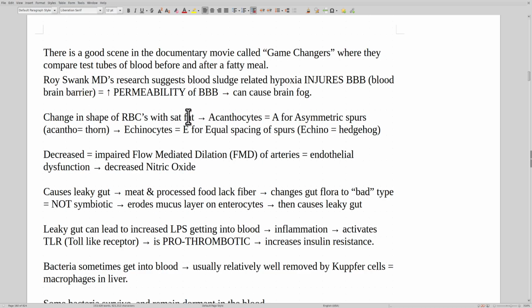High-fat meals also will cause some distortion of the shape of red blood cells. They can become like acanthocytes with an asymmetric spur. Acantho means thorn. Or echinocytes, E for equally spacing of the spurs. Echino's like a hedgehog. That means they're all over the place. So that's all bad. You get decreased flow-mediated dilation, less ability to generate nitric oxide from endothelial cells.